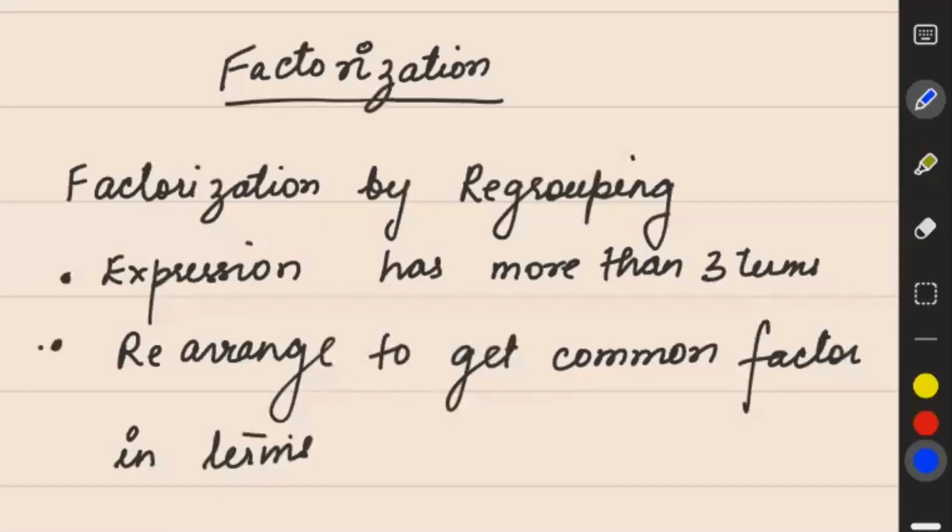Factorization by regrouping method. What does this mean? Factorization by regrouping means you have 4 terms with you, and in those 4 terms, you have to find the common factor. Or you have 5 terms, you have to find the common factor. So there are more than 3 terms. In such cases, we are mostly using the regrouping method.